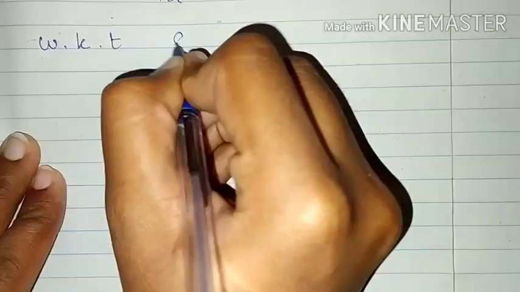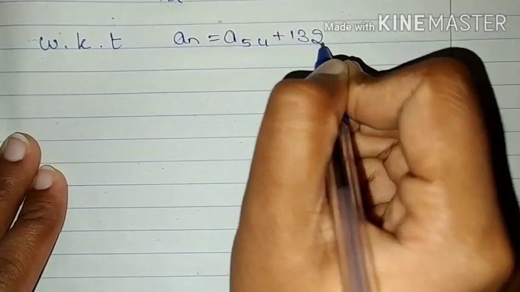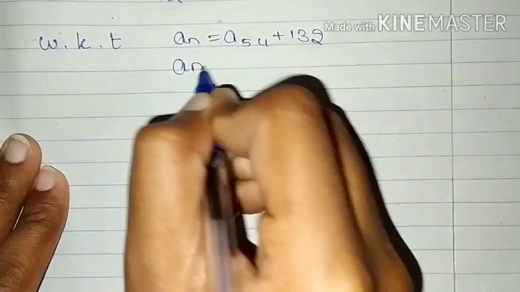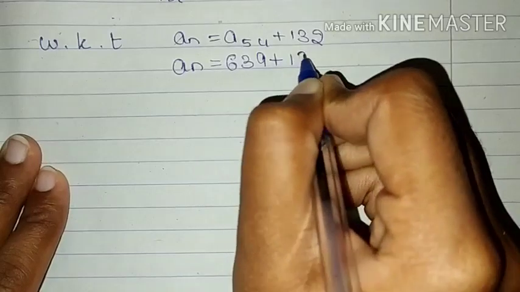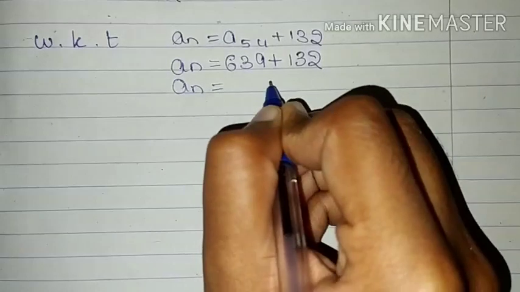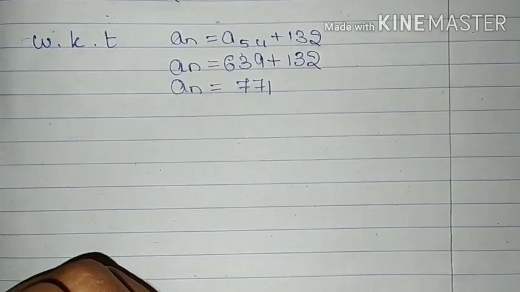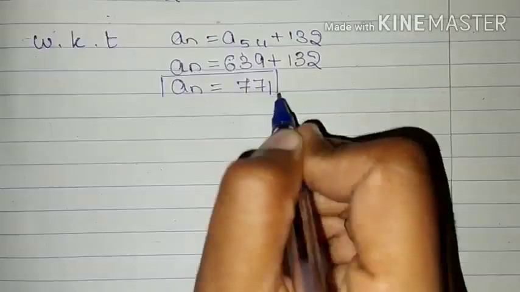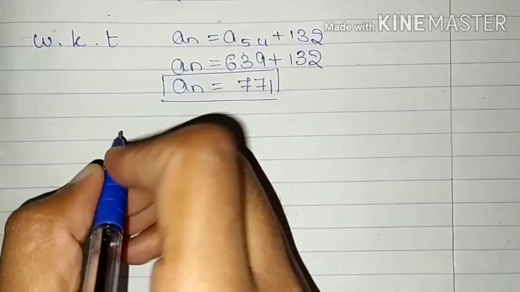We know that AN is equal to A54 plus 132. From our previous calculations, we found out A54 is 639, so plus 132. Now AN is equal to 771. So which term of our arithmetic progression is 771? Let's try to find it out.